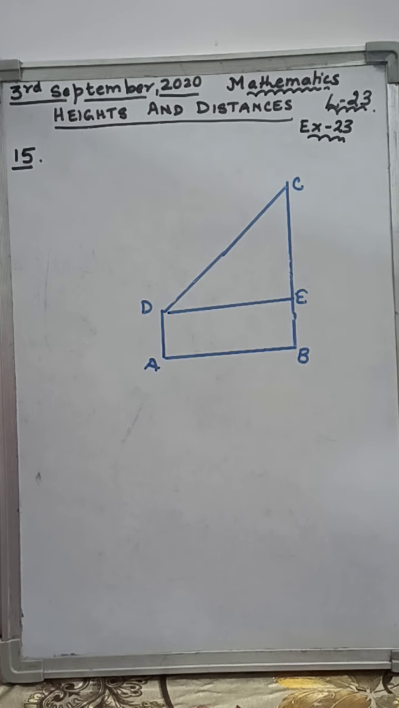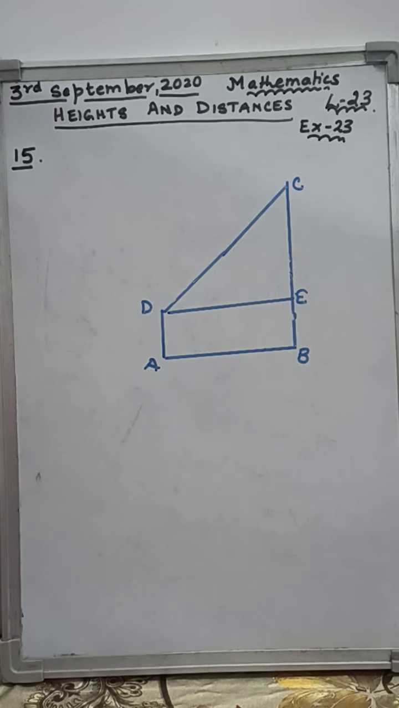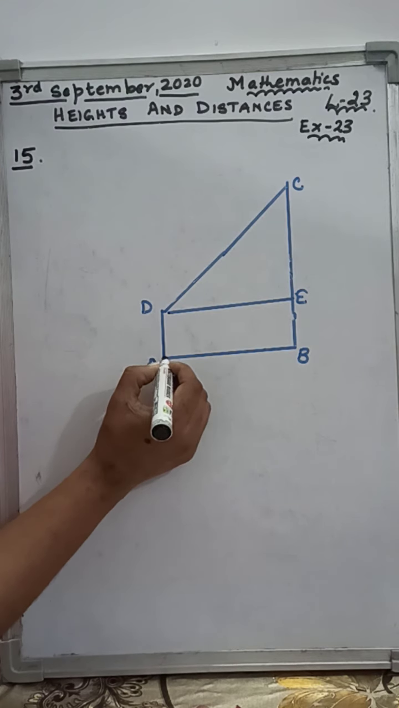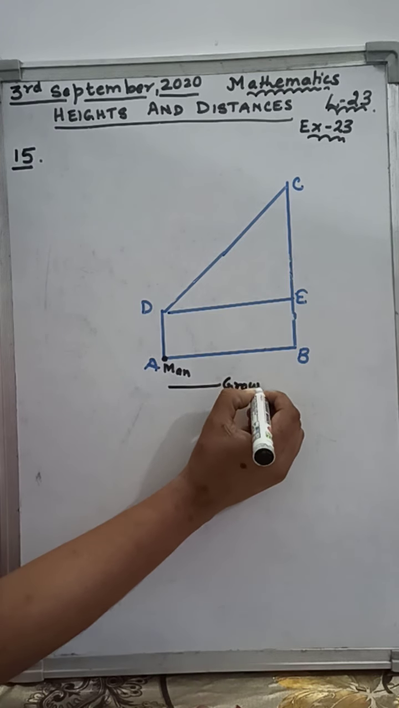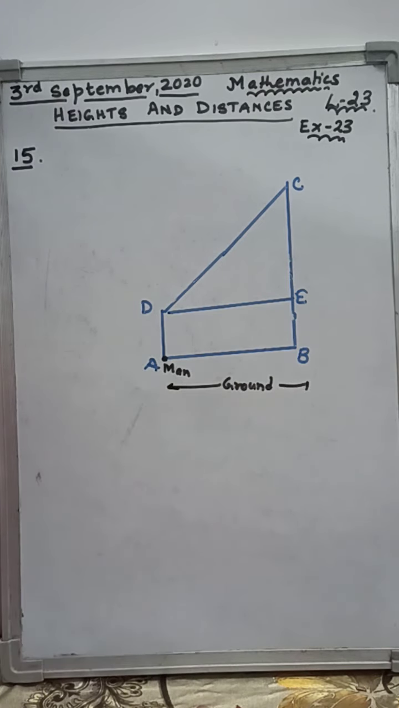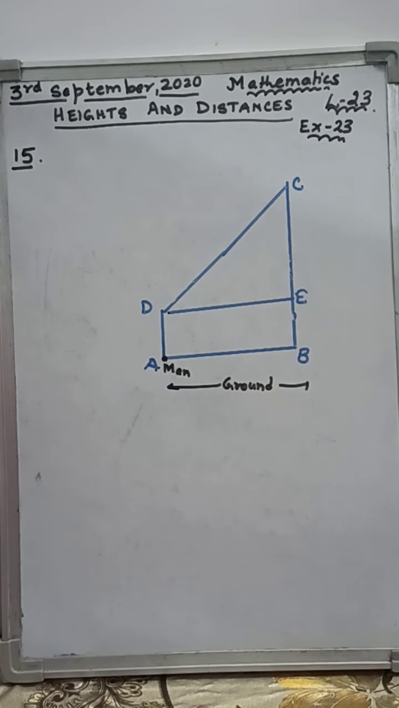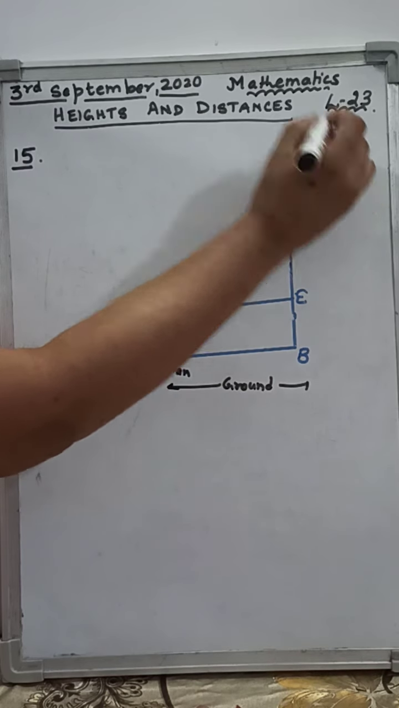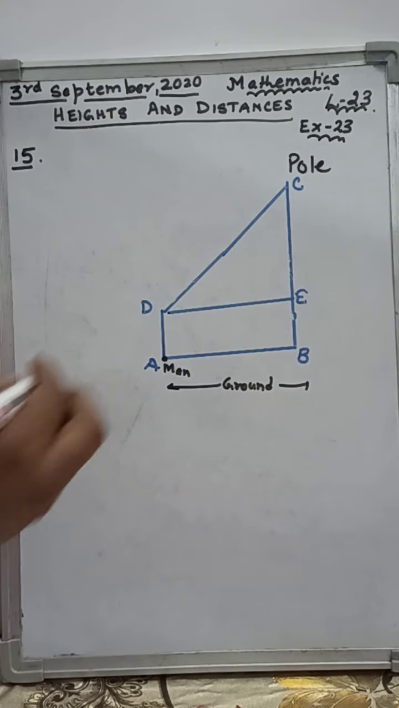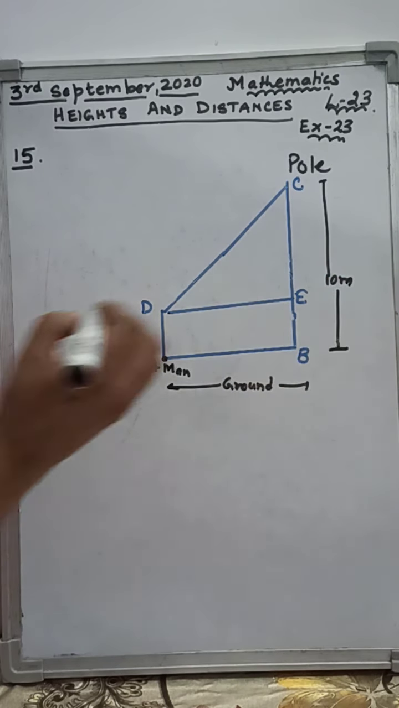Now question number 15. The question 15 says that in the adjoining figure, a man stands on the ground at point A. Here is a man, and he's standing on the ground. Clear? Which is on the same horizontal plane as B. The foot of the vertical pole is B, and this is your pole, BC. The height of the pole is 10 meter. This height of the pole is given in the question, 10 meter.